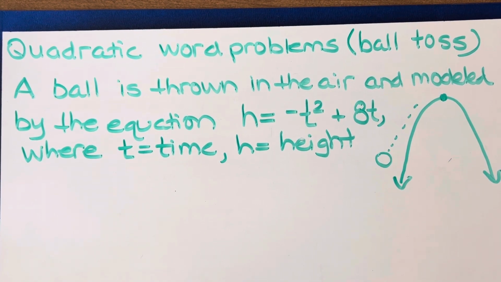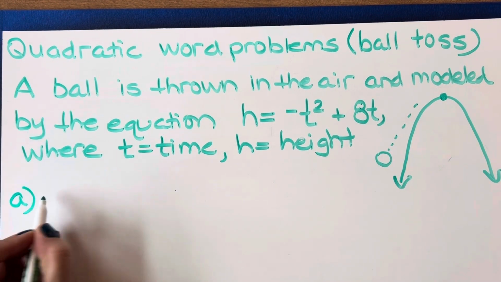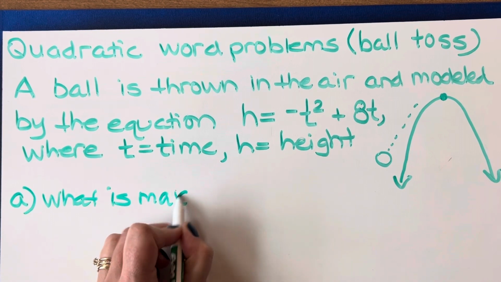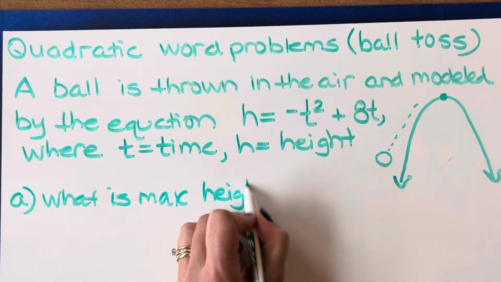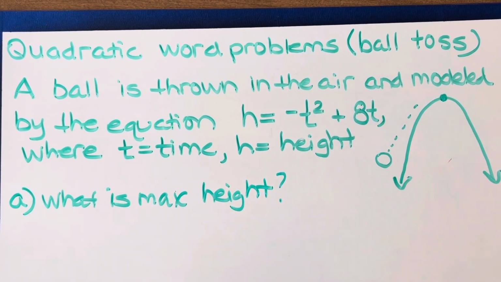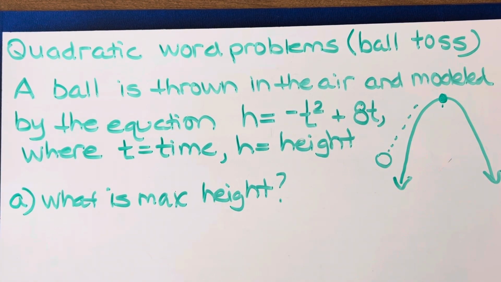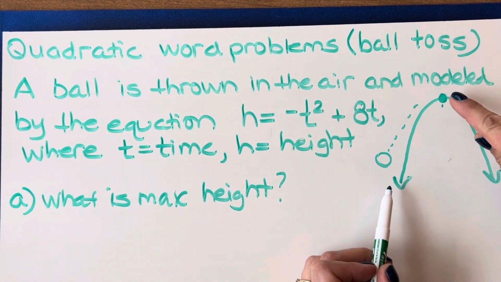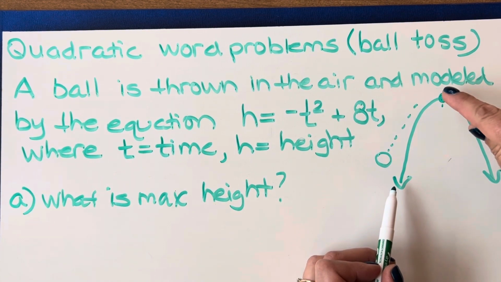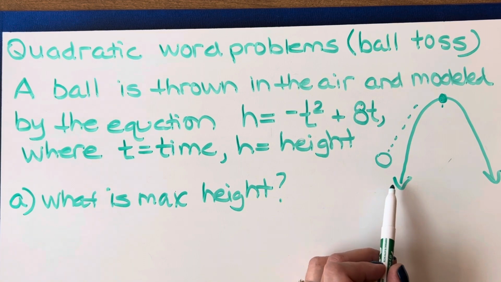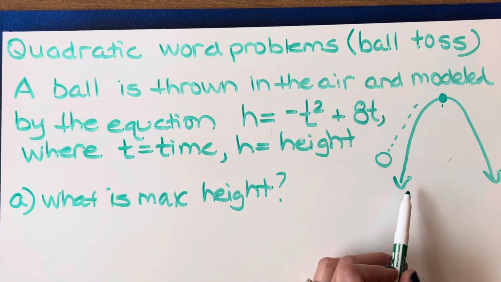So the first thing that we are going to find is what is the maximum height, right? How high does the ball get? So what that means is that I need to find this vertex of my parabola, right? So the ball is going up, it hits up here, it gets to the highest point, and then it's going to come back down. So there's an easy way that we can figure out what this maximum height is.